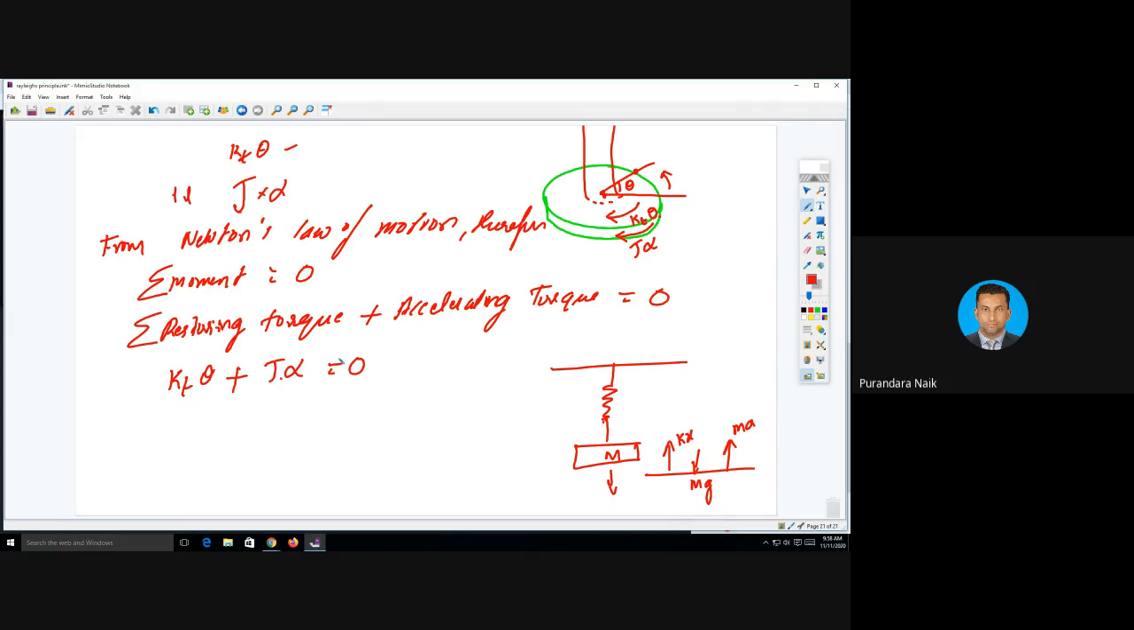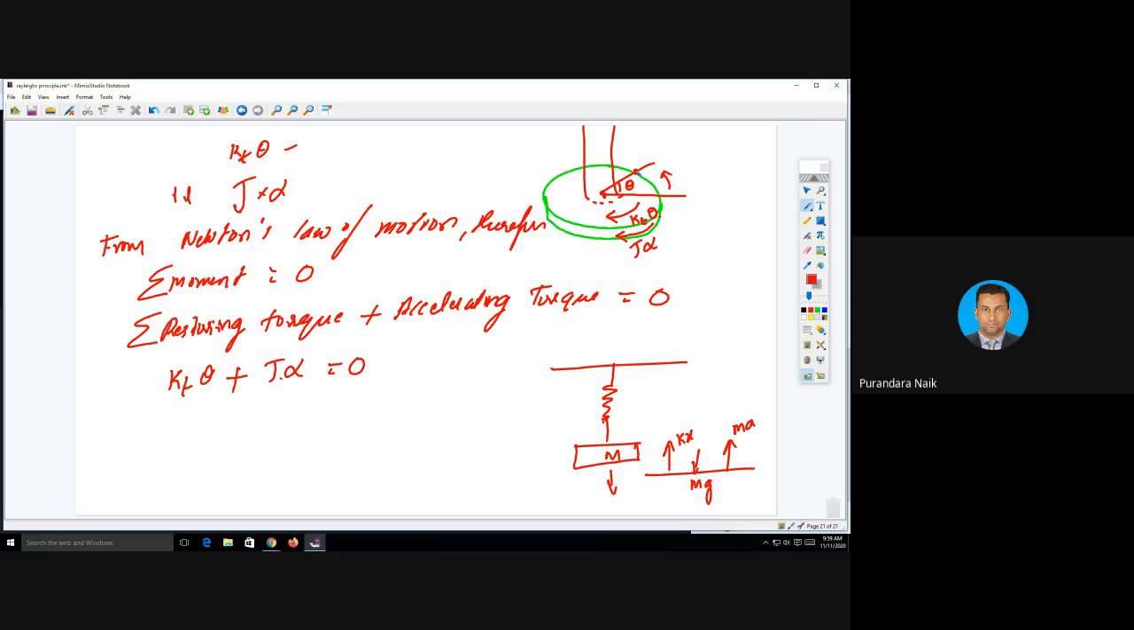Therefore, I'll rewrite the equation. Is there any doubt in this equation? Why is K_t into theta clockwise? Because the twisting is counterclockwise. If you twist it in the counterclockwise direction, there will be resistance to the twist in the opposite direction, clockwise. That is K_t into theta, a restoring torque, or it is called resisting torque.